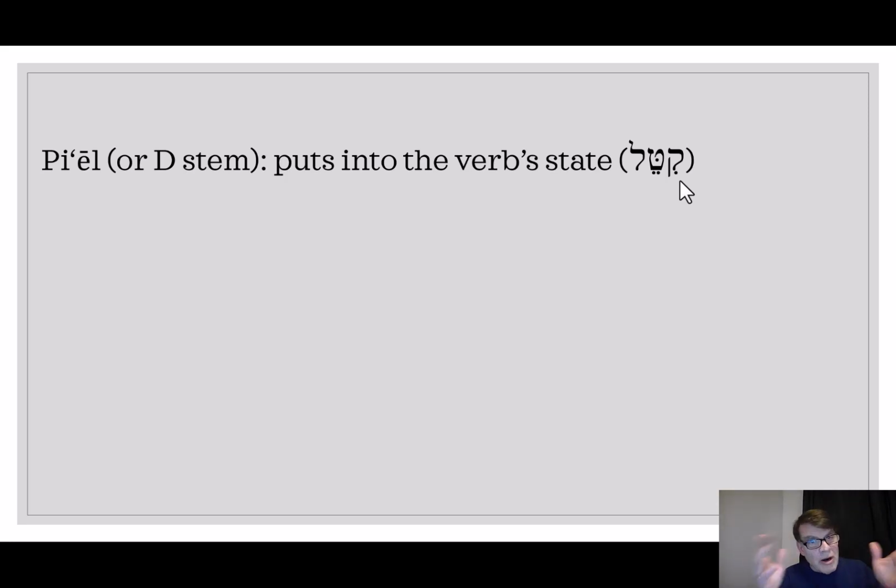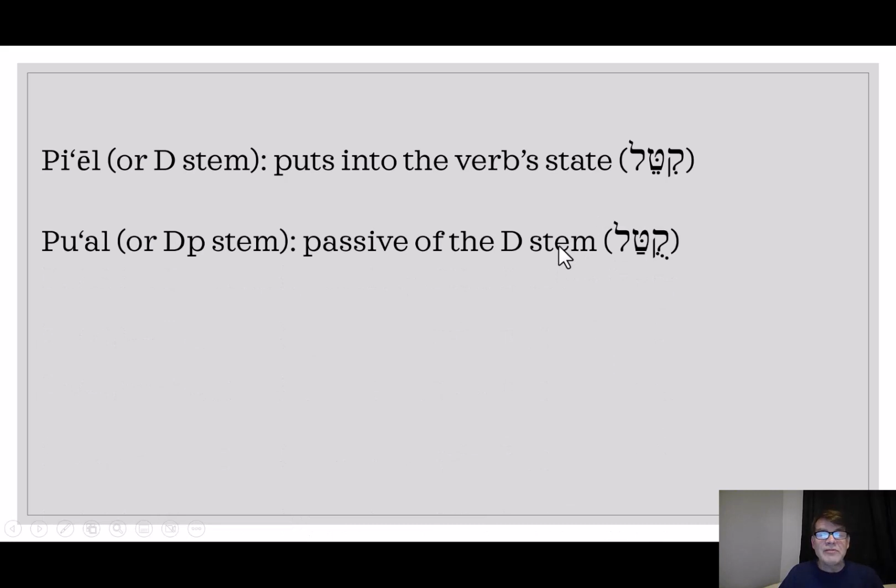So it's a little hard, and ultimately, as we've said, you just want to look it up. But the PL stem, you put something into the state of what the verb is, and its pattern is hiric, doubled second letter, sere. So katal, niktal, kitail, and here's the passive of that. The pual. We haven't seen this one. This is one we haven't seen in Jonah so far.